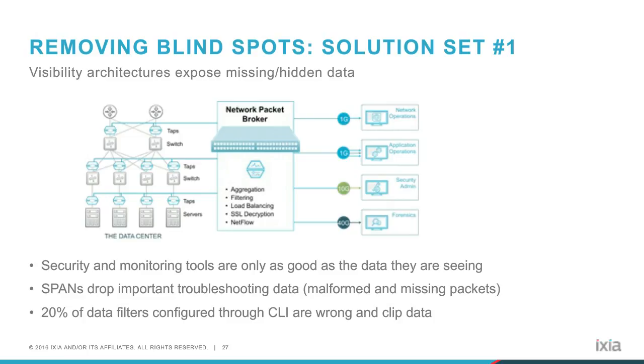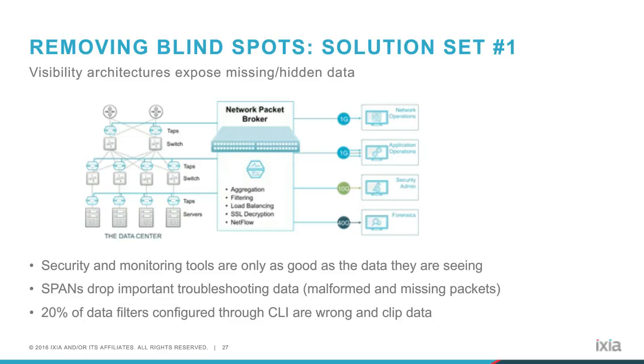Another issue is span ports. For out-of-band monitoring situations, if you're not using TAPs, then span ports will only give you summarized data, as I mentioned earlier. So it's not going to be the full data. This means that critical, i.e. bad data, that happened right before an incident will probably be omitted from the span data, and you may not have the data you need to accurately diagnose the source of the problem or the attack.